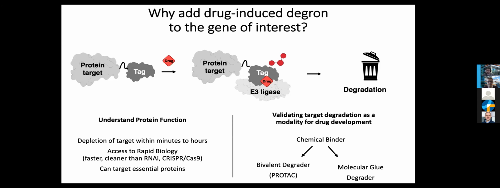And subsequently, we also think that the big advantage of this approach is that it's the easiest way to validate a target as a degradation target for a drug modality. And we think that the way that we discuss those things gives the rationale that it's worth developing a chemical binder to the protein of interest, which subsequently can lead to the development of a bivalent degrader, the PROTAC, or the molecular glue degrader.